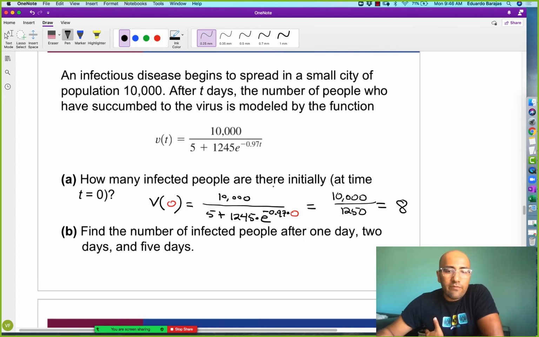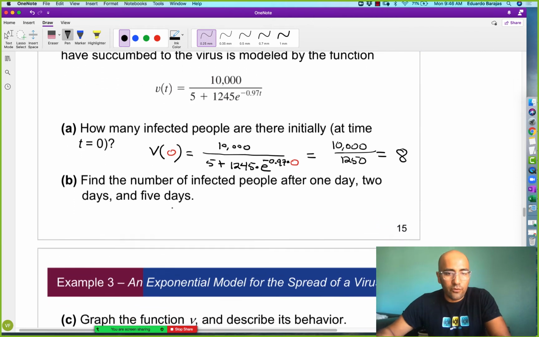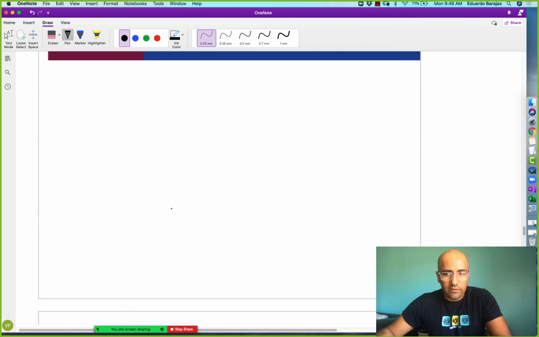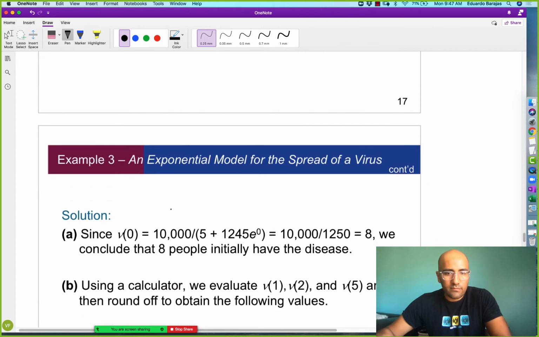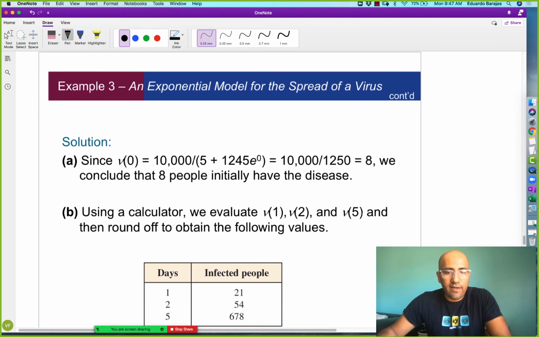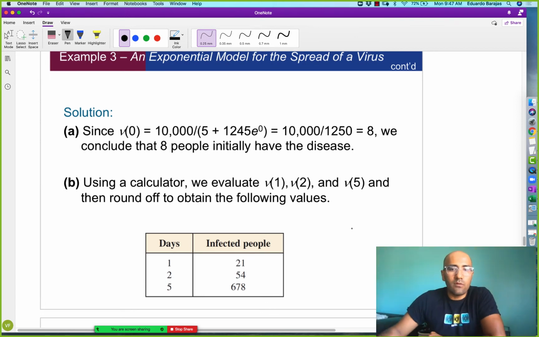Okay, find the number of affected people after 1 day, after 2 days, after 5 days. Okay, so all we have to do is replace this 0 value with a 1 to see what happens after 1 day. Replace this 0 value with a 5 to see what happens after 5 days, and so on and so forth. So let's just see a table of that. I think it's down here. Here's our solution. So we replace it with a 0, and we get an 8. And then we can use a calculator to find the rest of the answer. So here's a table for that.